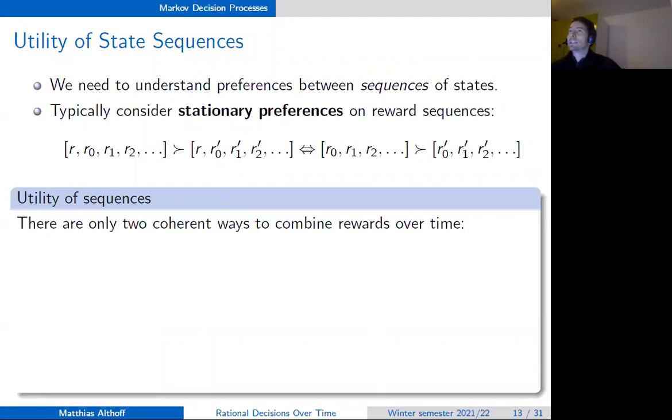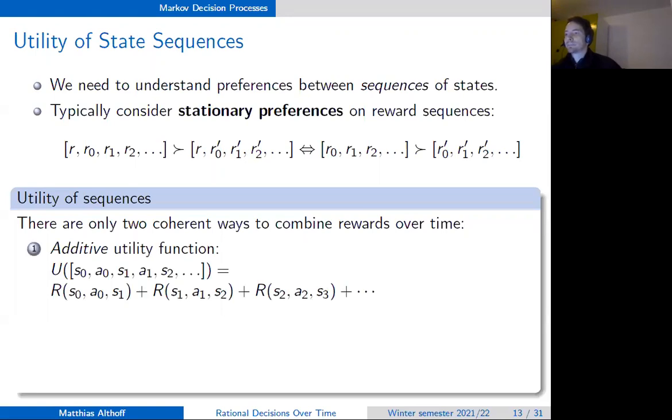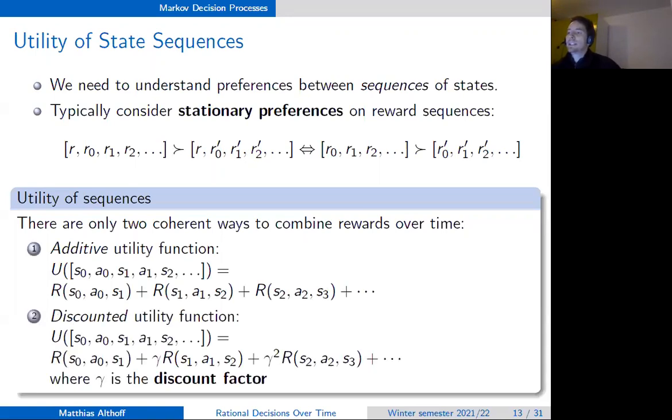Okay, so now there are two ways of combining these rewards. One is we just sum all the rewards, and the other one is we have a discounted sum, where the discount factor is between 0 and 1. You can immediately see that with an infinite reward sequence, the first one doesn't work, because if you add up all the rewards, this would go to infinity.